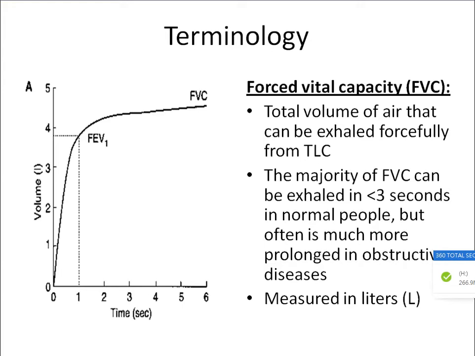When you see the graph, you see the curve. The curve shows forced expiratory volume and forced vital capacity. The total volume of air that can be exhaled forcefully from the position of total lung capacity is the forced vital capacity. The majority of the forced vital capacity can be exhaled in less than 3 seconds in normal people.